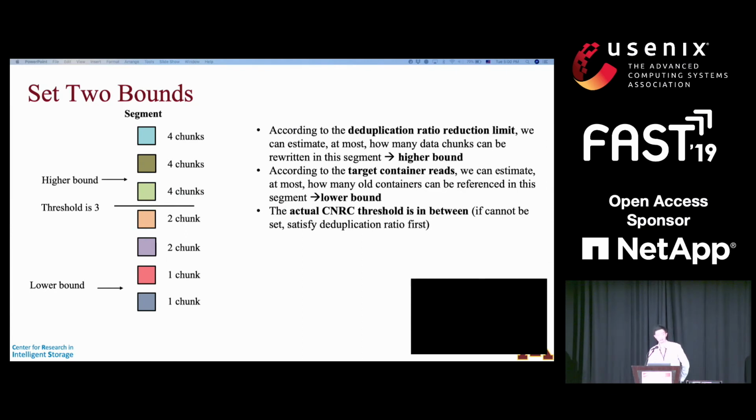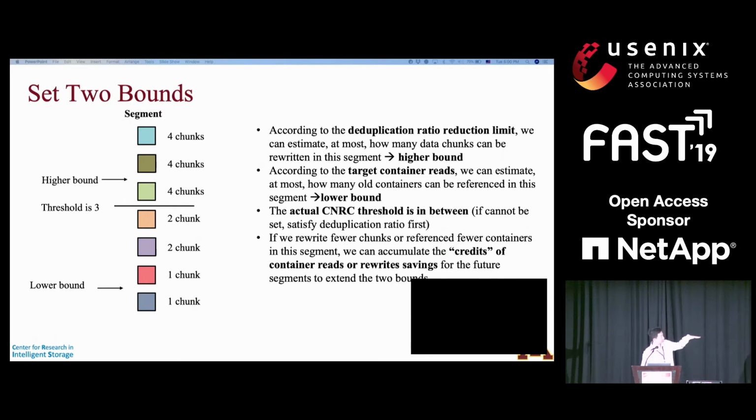And one more good news is, if we choose the threshold in between, we actually rewrite fewer chunks than the higher bound, and we will have fewer container reads than the lower bound. So those credits can be accumulated to the future restore process, which means in the future, maybe the two bounds can be moved up or moved down. Then we have more space to adjust the threshold. So that's the credit accumulation.